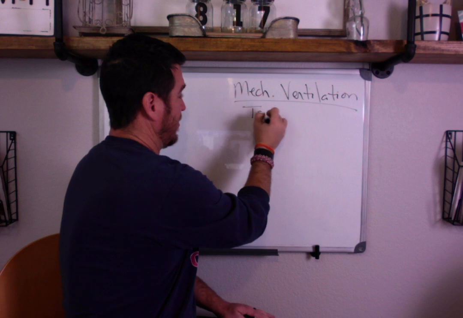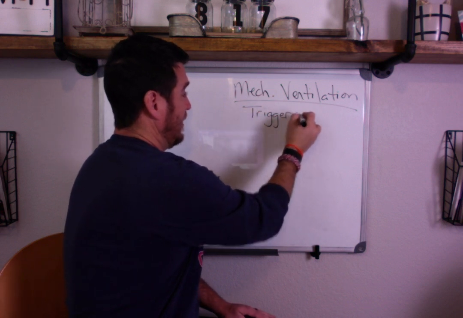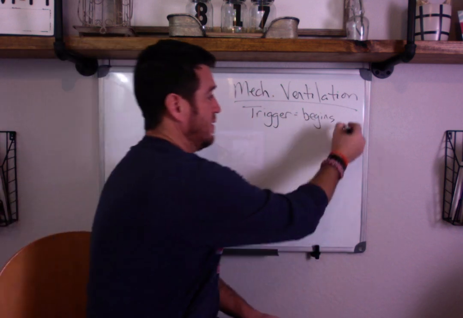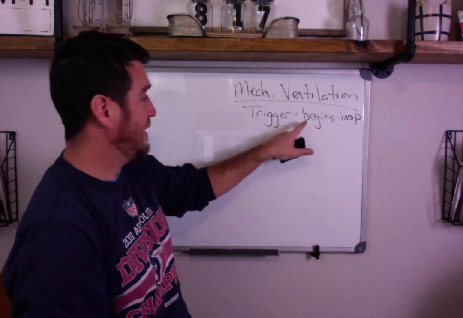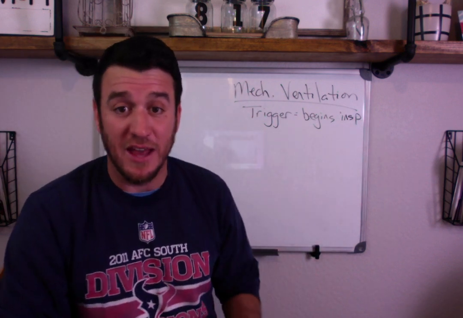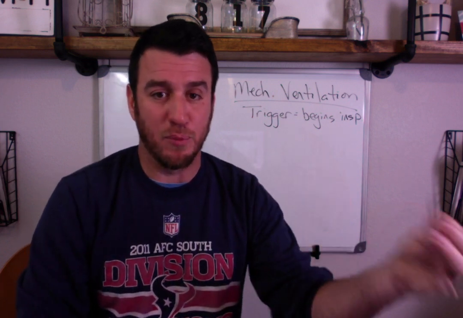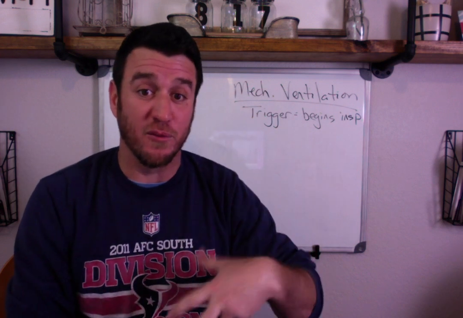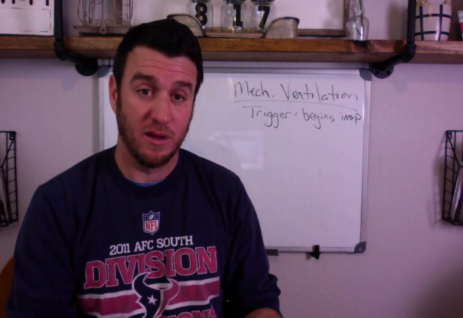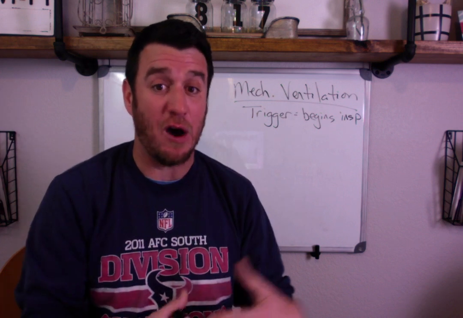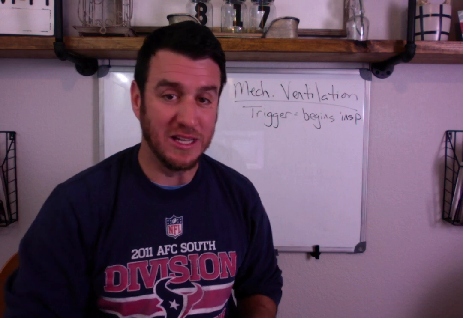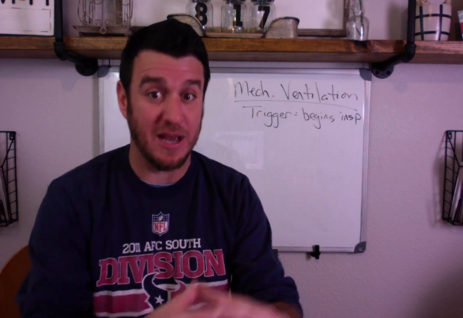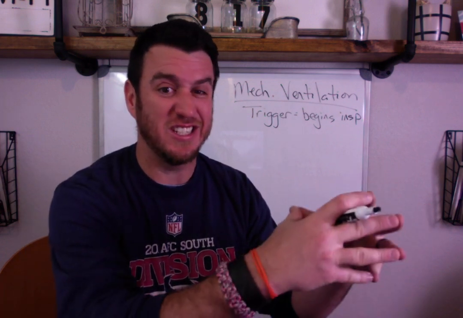The first one is trigger. Remember, trigger is what begins inspiration. Okay? Trigger begins inspiration. It is the mechanism that tells the ventilator to give a breath. Or it's the mechanism that the vent recognizes is coming from the patient asking for a breath. So trigger is what tells the ventilator to either allow a spontaneous breath or to give a mechanical breath or to assist or synchronize with a patient's effort to breathe.